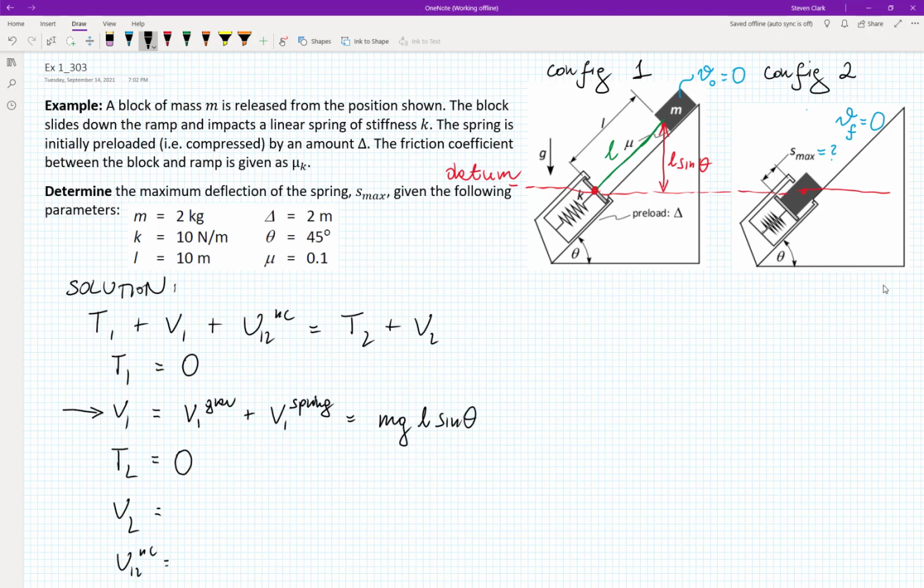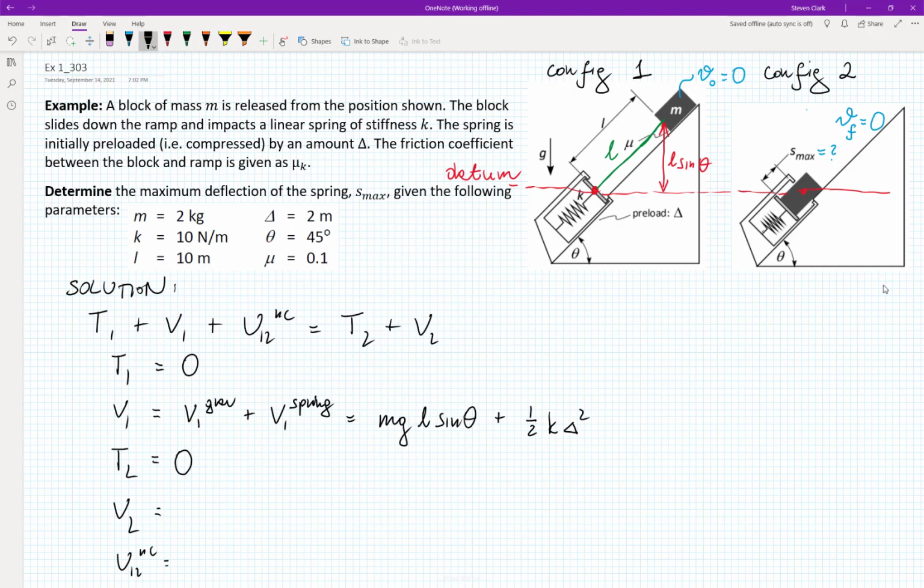Okay, how about the spring? Our spring is pre-compressed, so this is the energy accumulated in the spring: 1/2 K delta squared. Okay, I think 60% of the problem is done. Yeah, we found these three expressions.